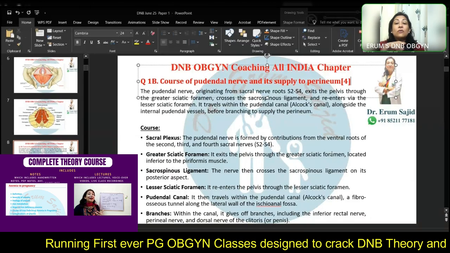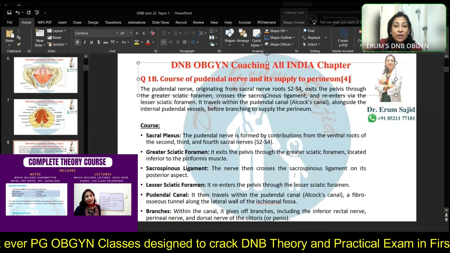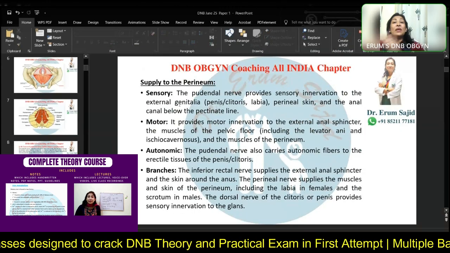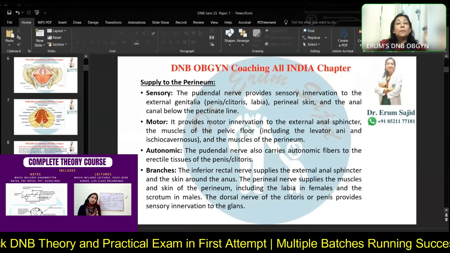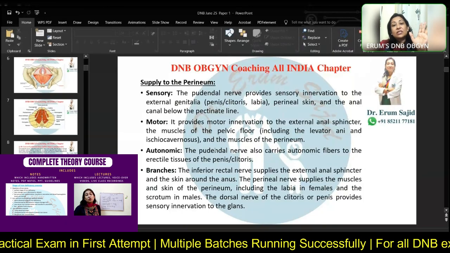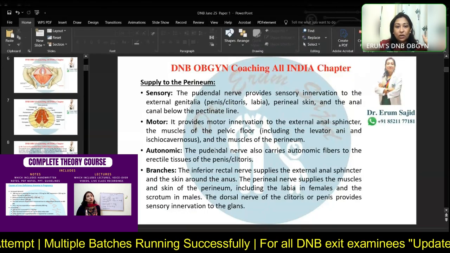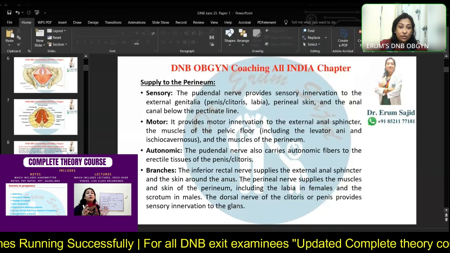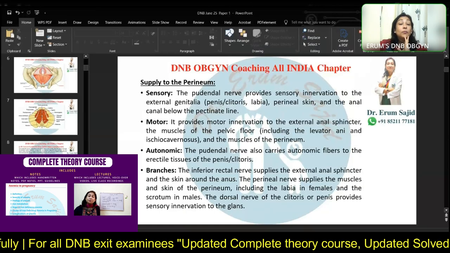Branches within this canal give off the inferior rectal nerve, perineal nerve, and the dorsal nerve of the clitoris or penis, obviously, which is not there in us, but you can mention that. So basically, it has a sensory supply to the external genitalia, perineal skin, and the anal canal below the pectinate line. As far as motor innervation is concerned, that's to the external anal sphincter, the muscles of the pelvic floor, and the muscles of the perineum. All are important. And it's autonomic to the erectile tissue of the penis as well as the clitoris. So this becomes the important supply of the pudendal nerve.